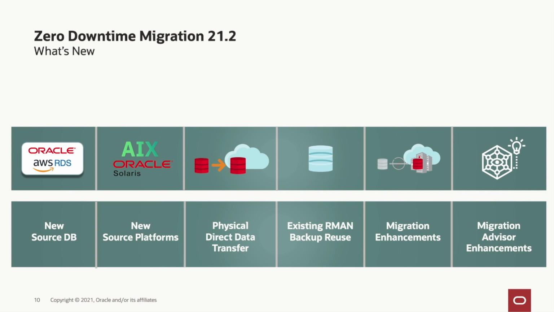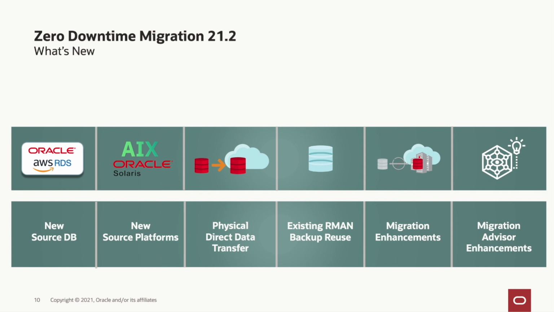Now, what's new in Zero Downtime Migration 21.2? First of all, as I mentioned before, we have a new source database, which is Oracle databases running on AWS, or Amazon Web Services, RDS. Also, we have new source platforms. So you have Oracle databases running on AIX or Solaris. They can now be also migrated with ZDM.